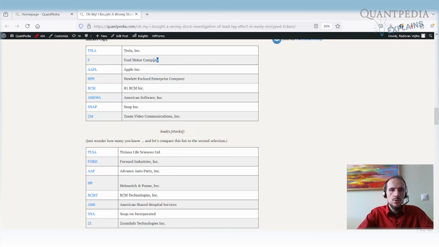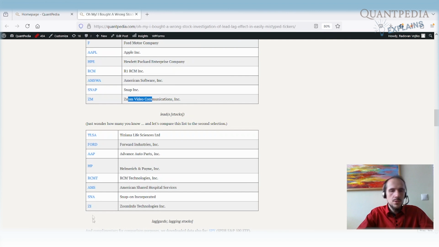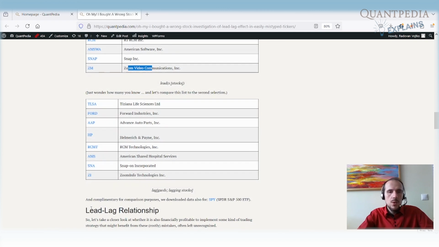Once again, Ford Motor Company has a ticker F, but there is a company called Forward Industries which has a ticker FORD. So you can very easily exchange those tickers between each other. Apple has a ticker AAPL, and Advanced Auto Parts has a ticker AAP, etc. There is Zoom Video Communications, which has a ticker ZM, and there is ZoomInfo Technologies, which has a ticker ZI. It's very easy to exchange those two tickers, and that's the reason why we picked those stocks.